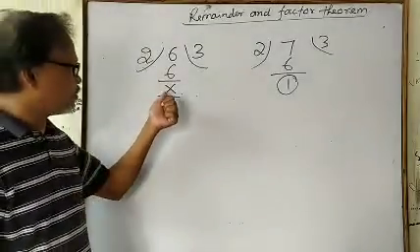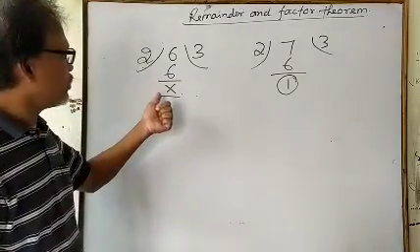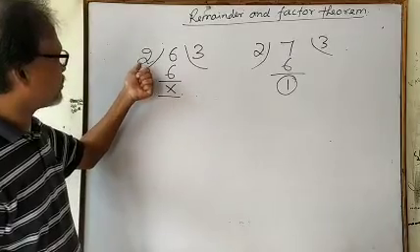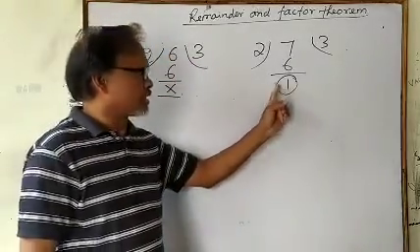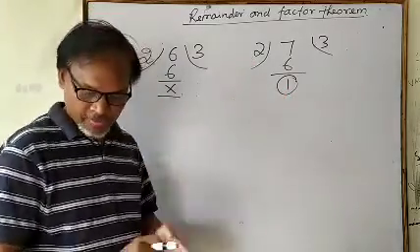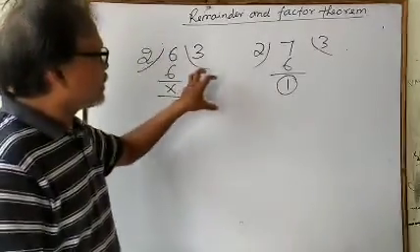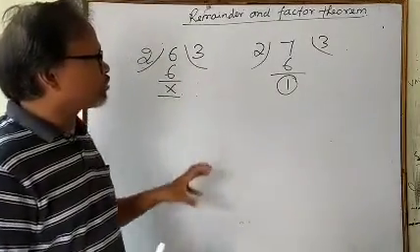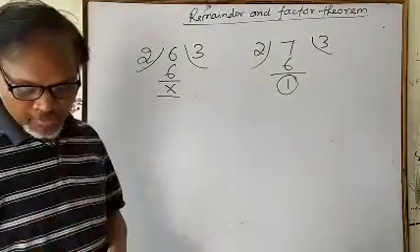If you get 0 by dividing any number, then the divisor is a factor. But if you get other than 0, then the divisor is not a factor. Based on this, I have to tell you about the remainder and factor theorem in algebra.